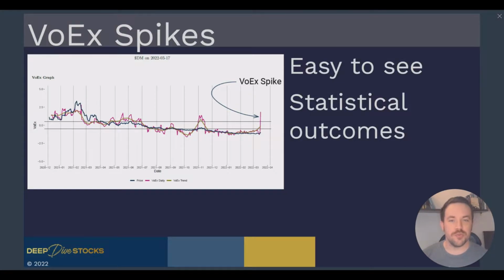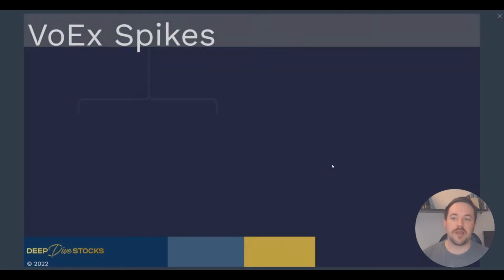So if we go through the market and we look at all of Deep Dive Stocks reports, the VoEx spikes are pretty prominent by nature of how VoEx behaves. And again, if they're worth keeping an eye on, they should have some statistical outcomes. And thankfully, it looks like they do. So there's a VoEx spike.